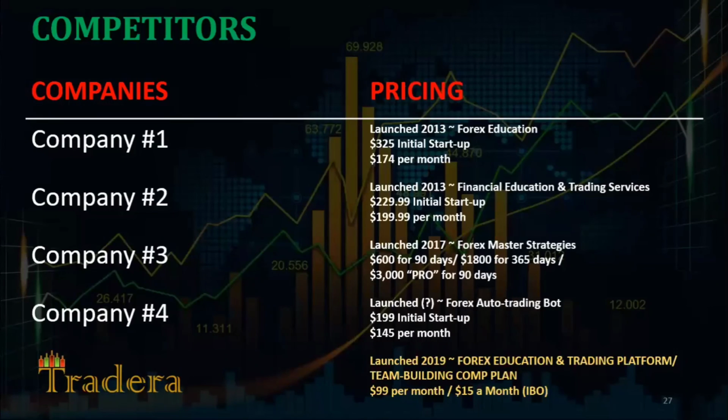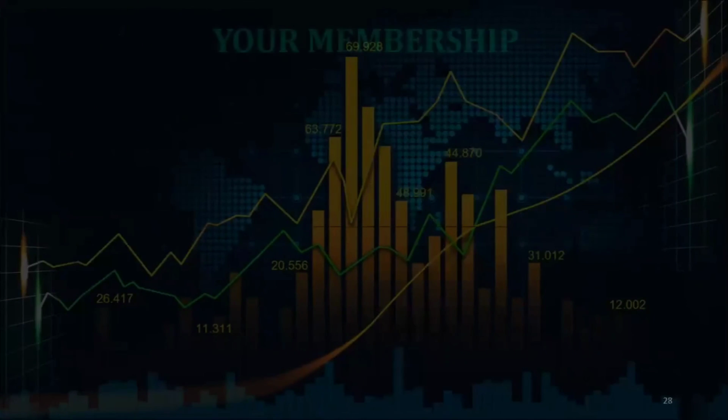But we're not trying to do that here. We wanted you to learn the information. We want you to be successful. And so it's only $99 a month. Once you start paying $99, if you want to become an independent business owner, it's going to be $15 a month. So it'll be like $114 altogether to be an independent business owner.